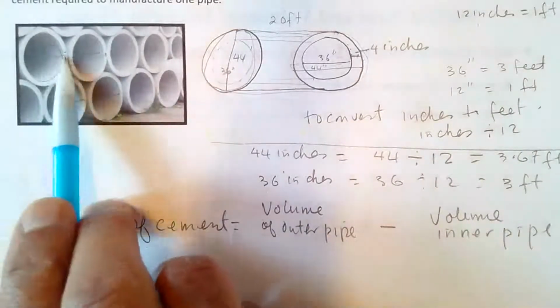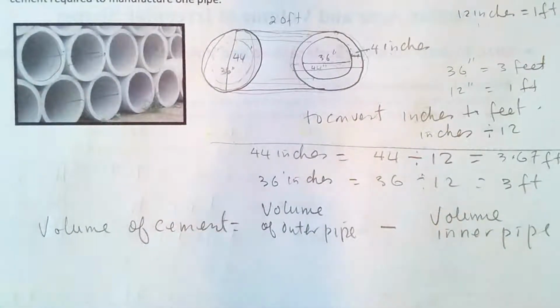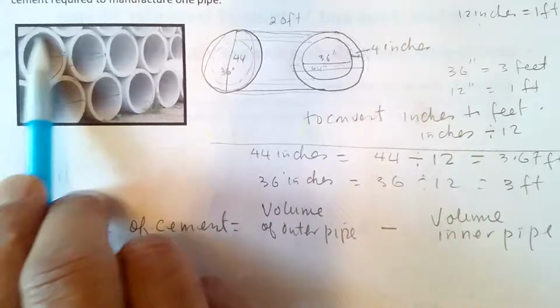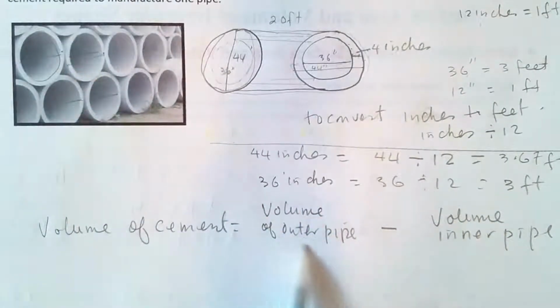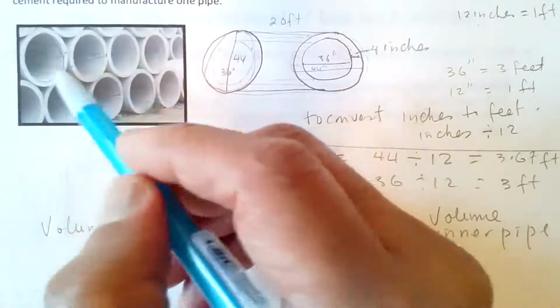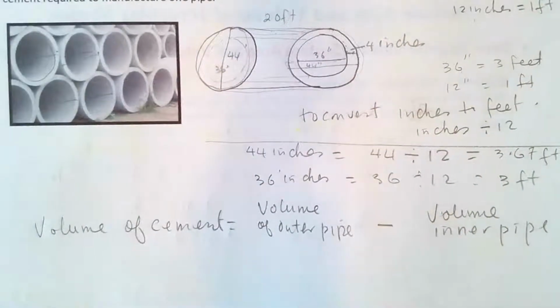Because this is basically the hollow part here. It's like you have a solid pipe, the beginning of it. Let's imagine there's no hollow here, there's a solid pipe. And that will represent the cement of the outer pipe. Well, then you're going to remove the inner pipe, which is the volume of the inner pipe. That's why I'm subtracting it.